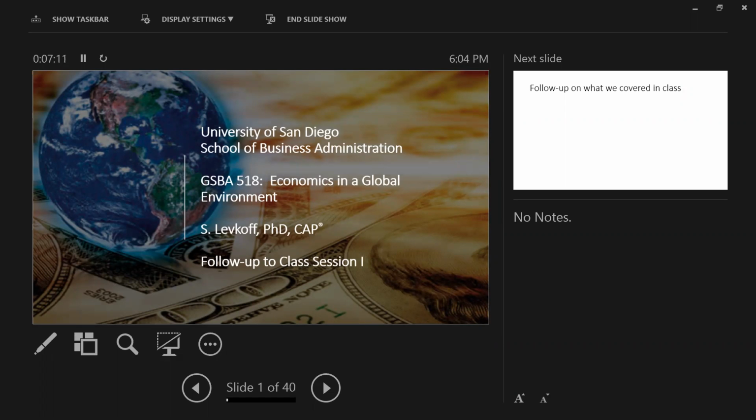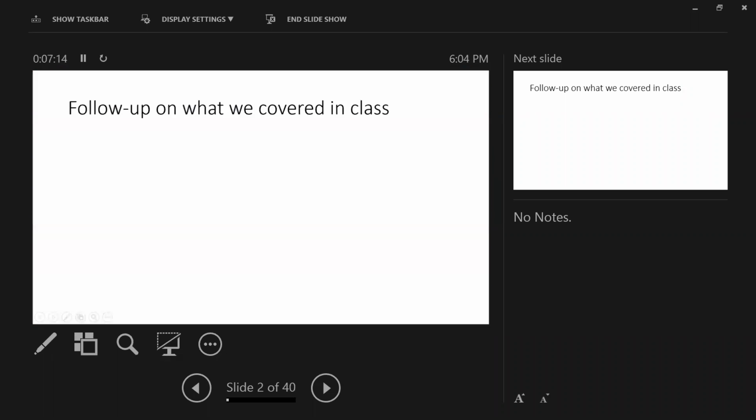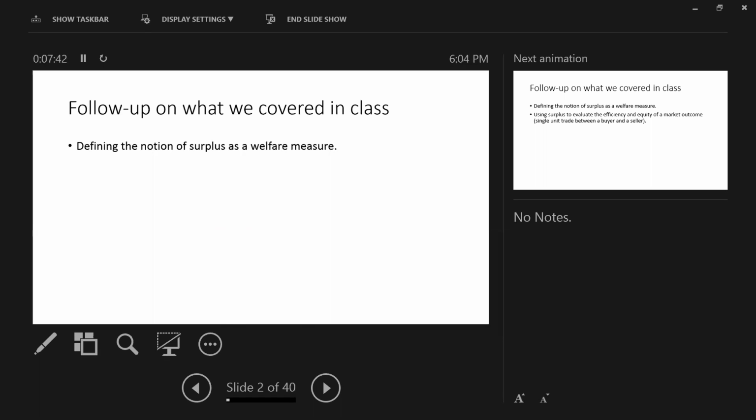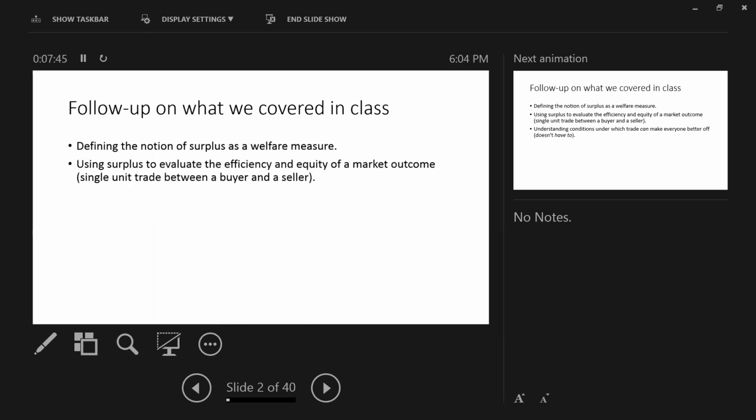I wanted to start by going over a little bit of what we had reviewed last class. So we started off more or less defining the notion of welfare in terms of this concept of total surplus. The idea behind total surplus was we were adding up the piece of economic pie for each individual agent in the market. In the simplest case of a buyer and a seller, we added the buyer's piece, the consumer surplus, to the seller's piece, producer surplus. And that gave us the ability to evaluate the efficiency and equity of a market outcome in terms of thinking about this proverbial economic pie.